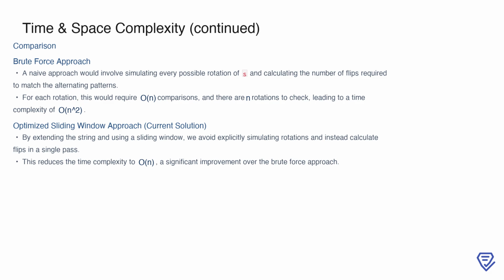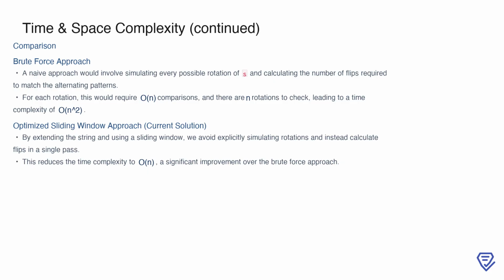In a naive solution, we would simulate every possible rotation of the string s and calculate the flips required to match the alternating patterns. For each rotation, this involves O(n) comparisons, and since there are n rotations to check, the total time complexity becomes O(n squared).